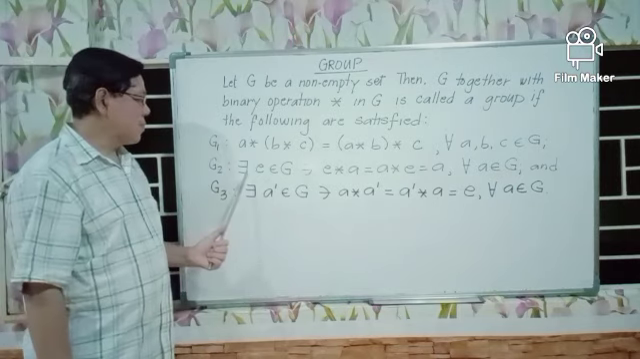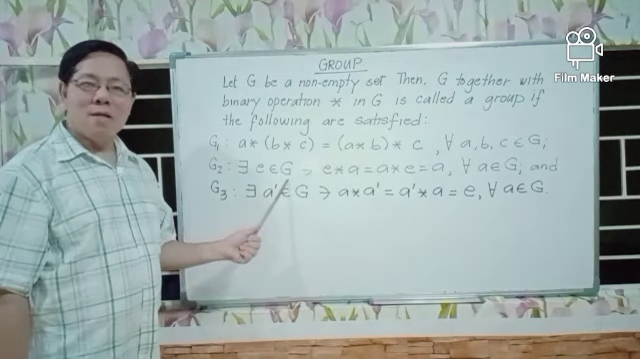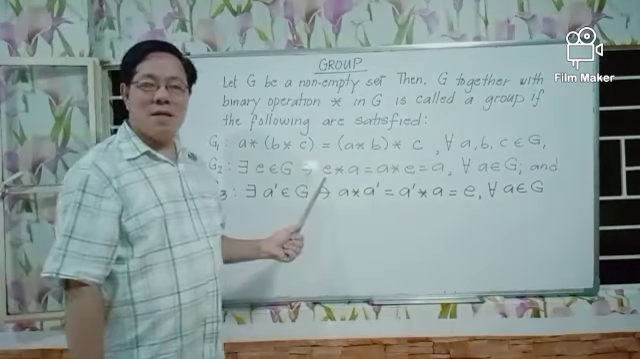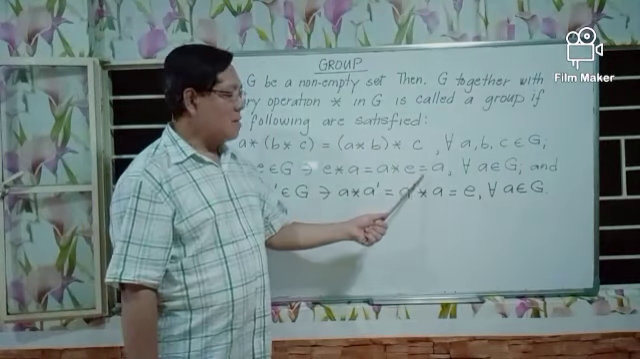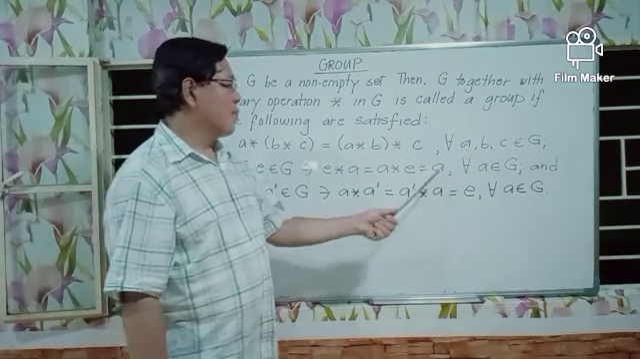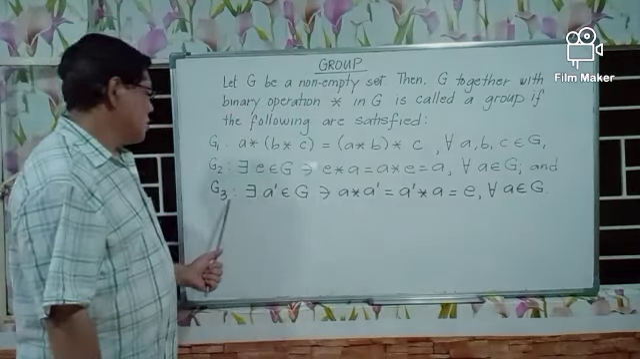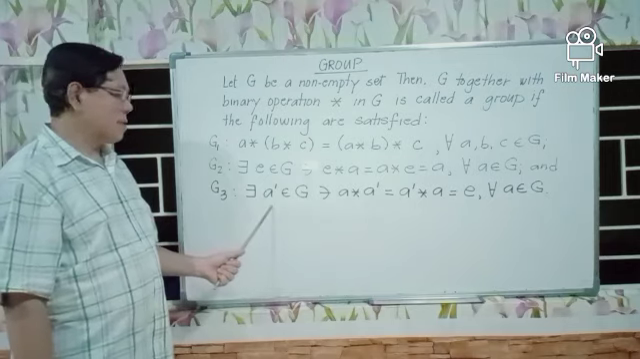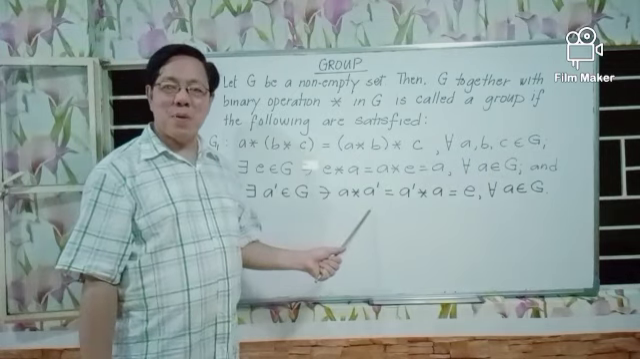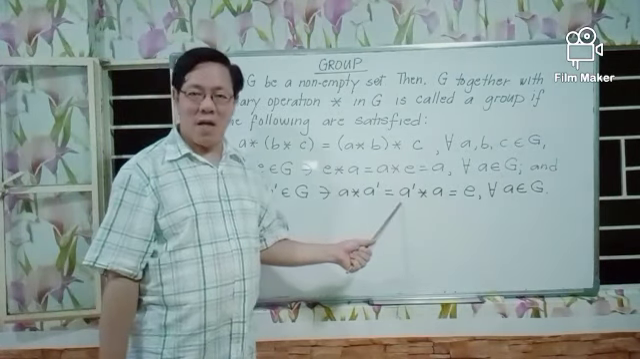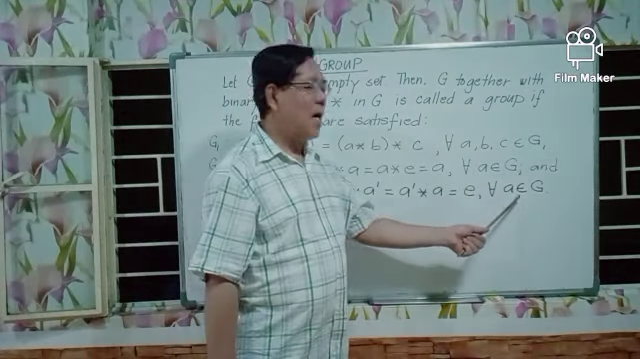G sub 2, there exists E element of G such that E star A is equal to A star E is equal to A for every A element of G. And G sub 3, there exists A prime element of G such that A star A prime is equal to A prime star A is equal to E for every A element of G.